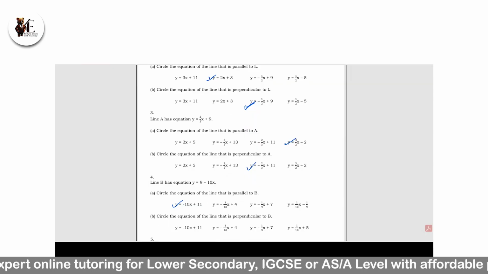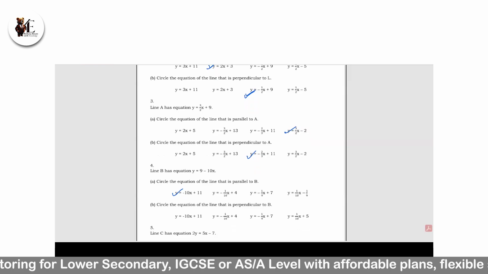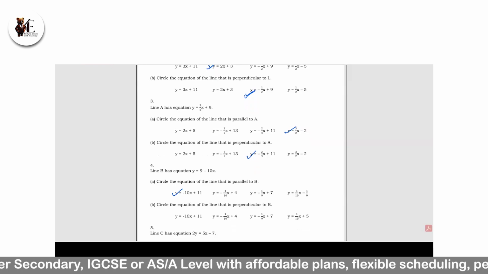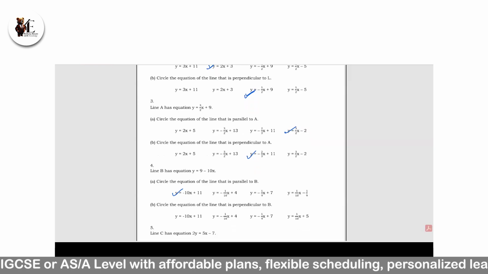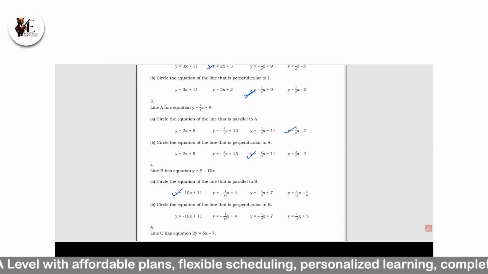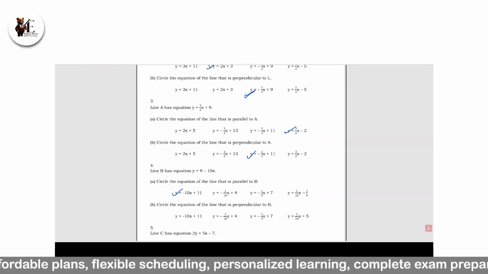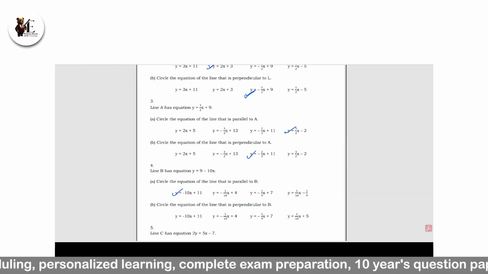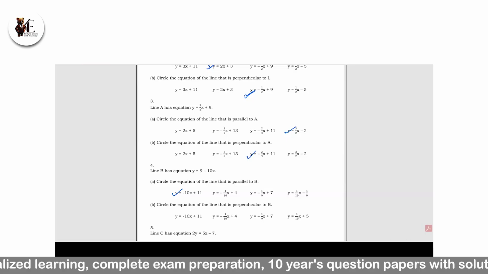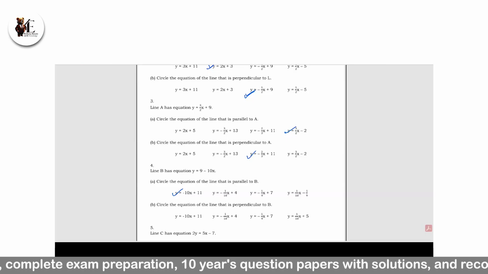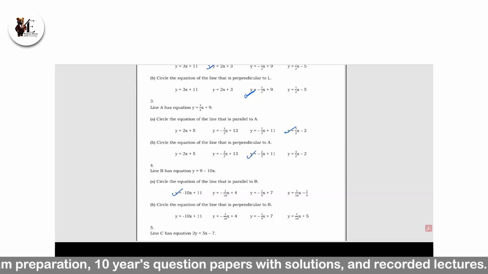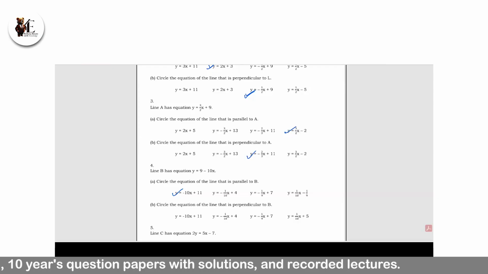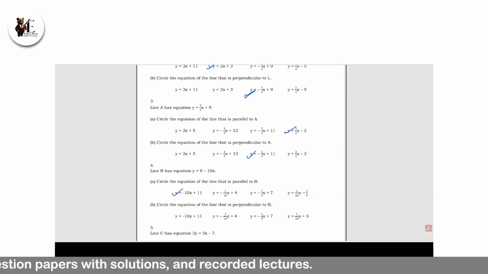Okay, so you can do it right now, the B part. Then we'll do it. Fourth question, B part. I say y equals negative 1 over 10x plus 4. Okay. This is incorrect. Please check it again.